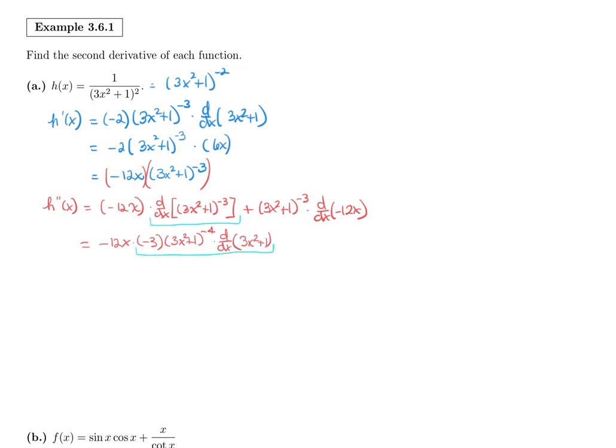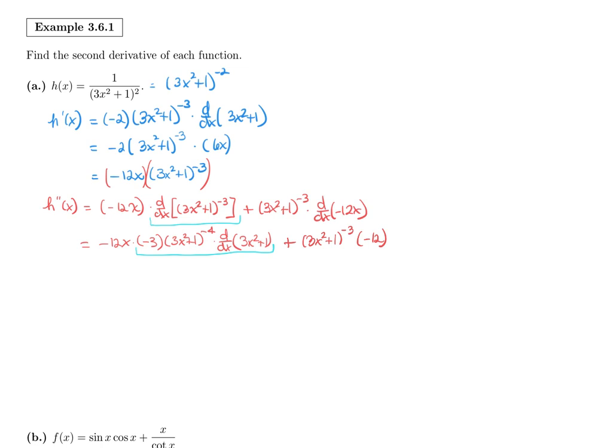So you can see quickly how we're going to end up putting together product rule, quotient rule, power rule, and the chain rule all together for pretty much every function that would come up in real life. So let's finish out this derivative. We end up with our 3x squared plus 1 to the minus 3. Now our derivative of negative 12x is just negative 12. So we can see already that we're going to be able to pull out a negative 12, but we'll get to that later.